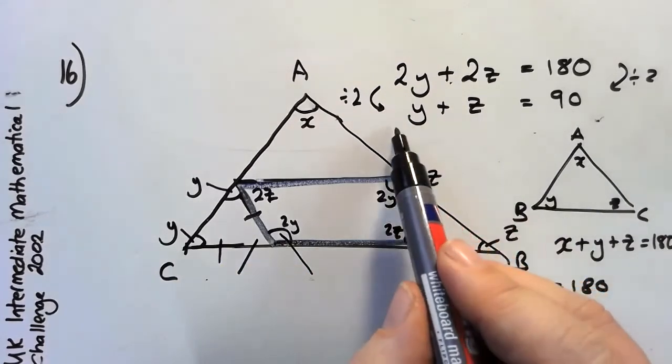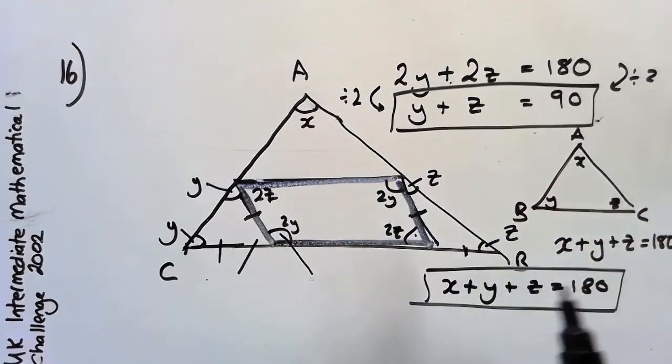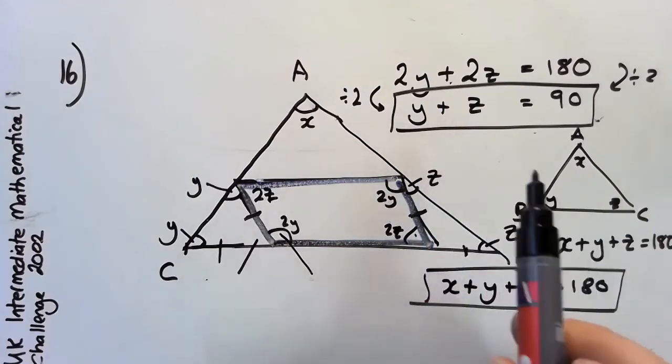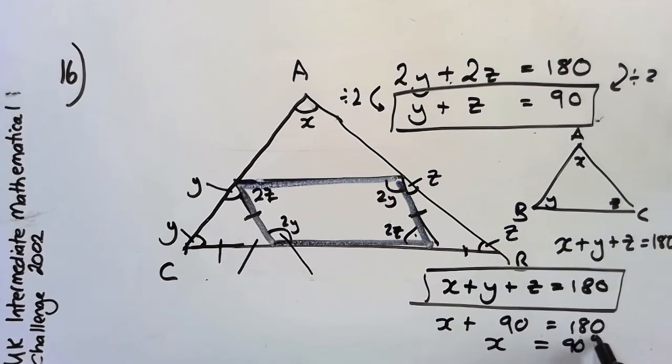So we now have 2 equations here. You can see that this is Y plus Z. So I'm going to substitute in 90 where it says Y plus Z. So this becomes X plus 90 equals 180. That means X has to equal 90 degrees. And if X equals 90 degrees, that's the answer. And the answer is C.